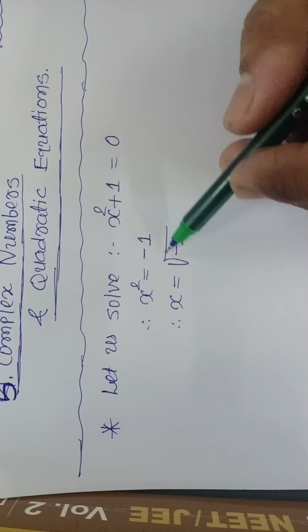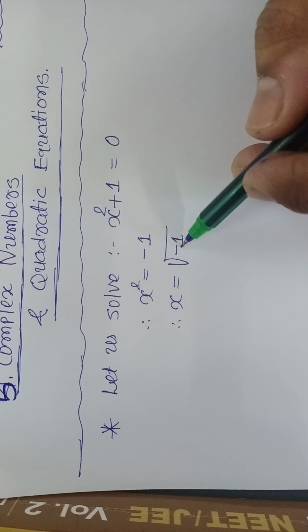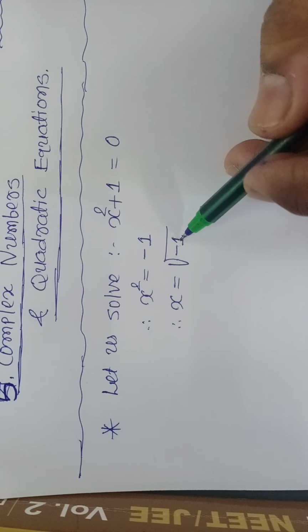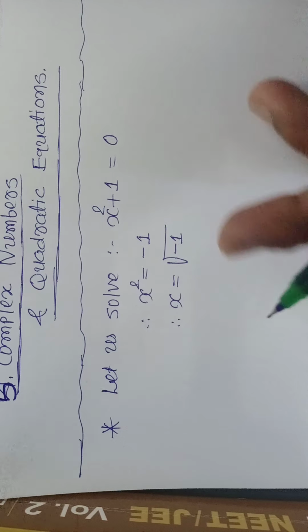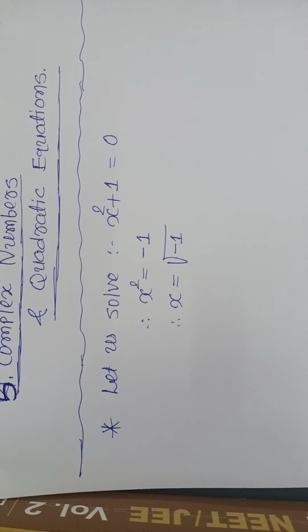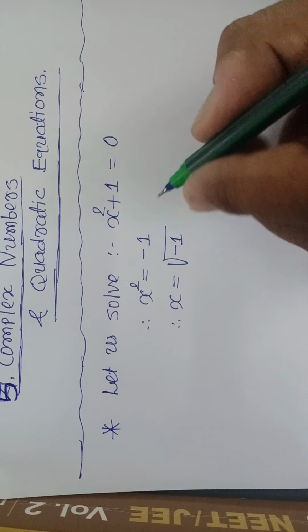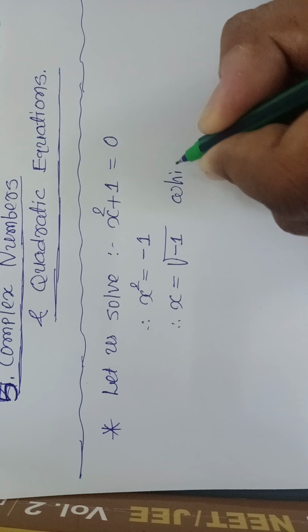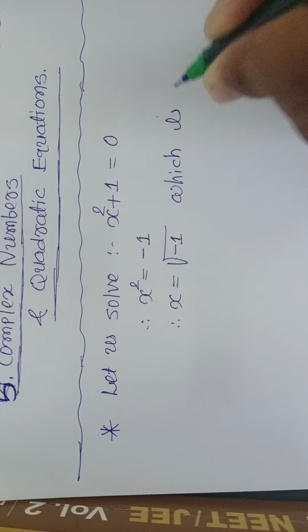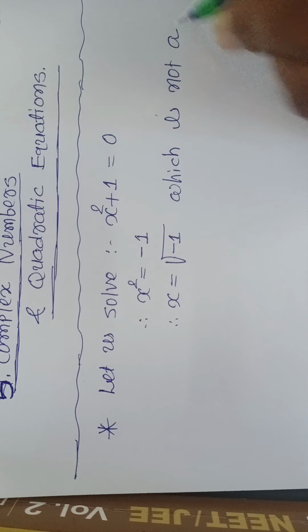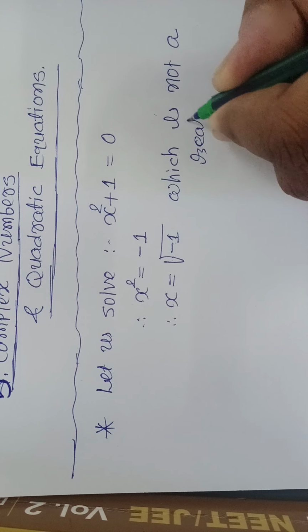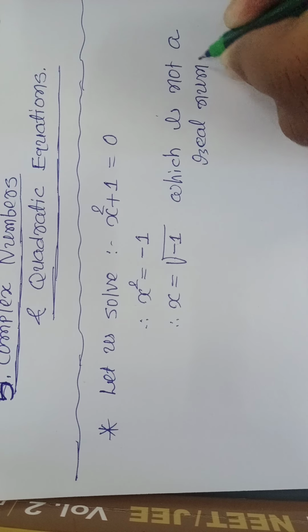But you can just imagine that. What about the square root of minus 1? But how can I imagine minus 1 square root? A square root of a negative value? I think it is not possible in general, right? So this is not a real number. I know very well that this is not a real number.